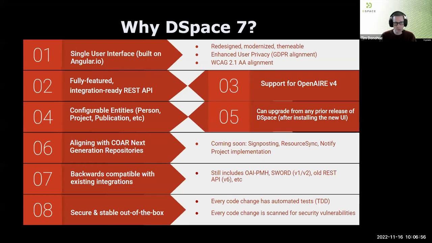A new concept called configurable entities, which we'll talk a little bit more about as we go along today, allows you to store different types of objects within DSpace. You can upgrade from any version of DSpace, and we're also backwards compatible with your existing integrations. So things that are integrated via OAI-PMH or SWORD, or even the old REST API, are all still available within DSpace 7. And finally, something that's really important to me at least, is that every code change we're putting into DSpace 7 is automatically tested and automatically scanned for security vulnerabilities. So we're trying to make it very stable and very secure right away out of the box.